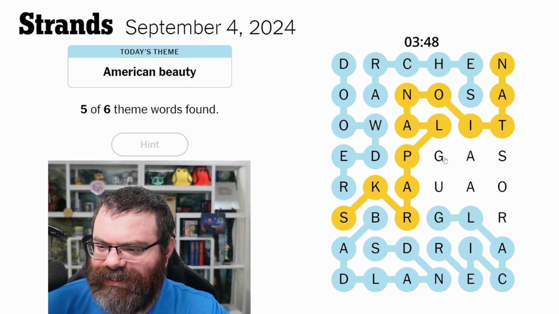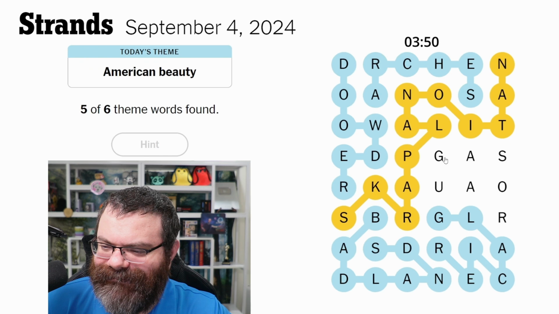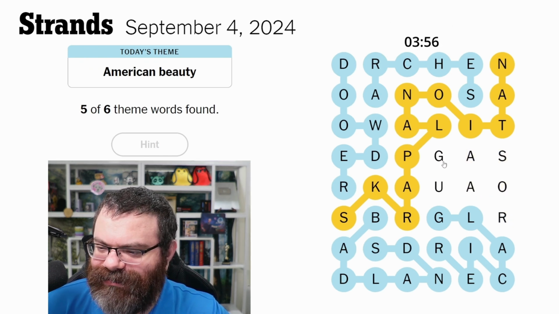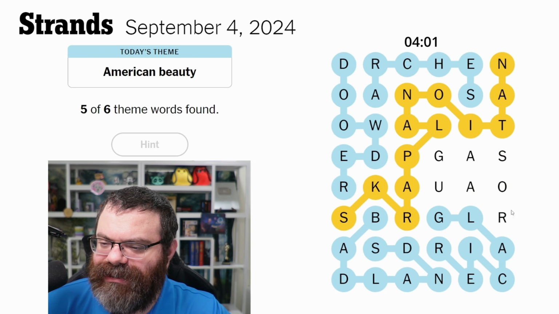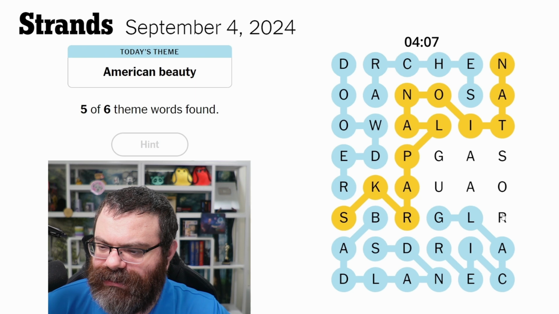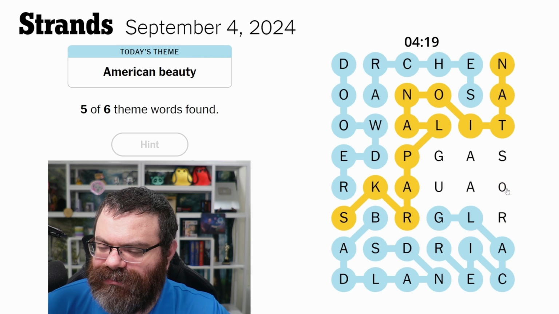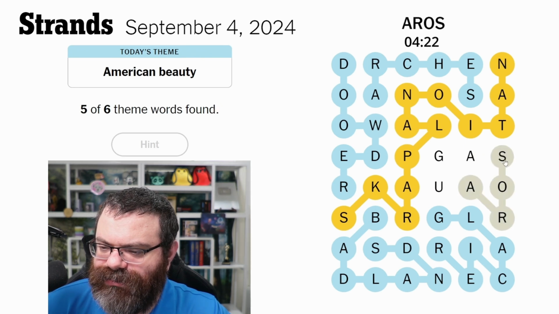I really want this last one. Guarosa? I may have to guess on this one. Like, how are we splitting up all these vowels? Glacier was also a word, so this should be just a word I know, hopefully. Does it end in S? Oraguas. Why does that sound like almost a word? Arosagu?